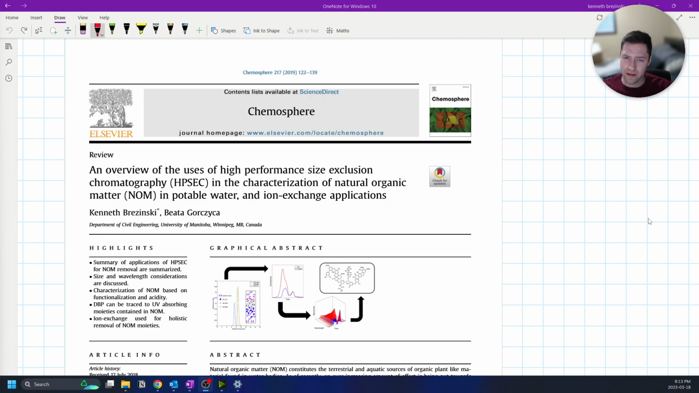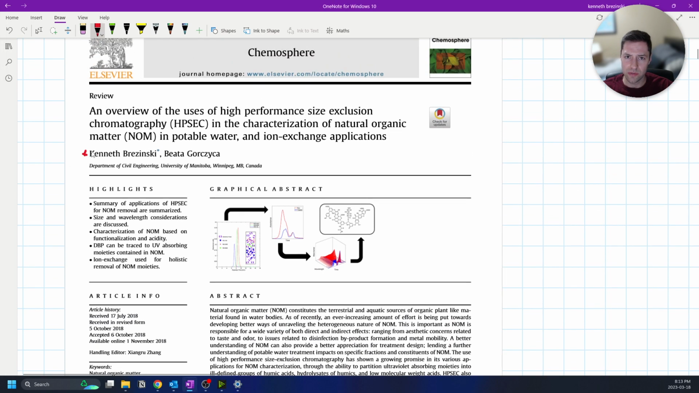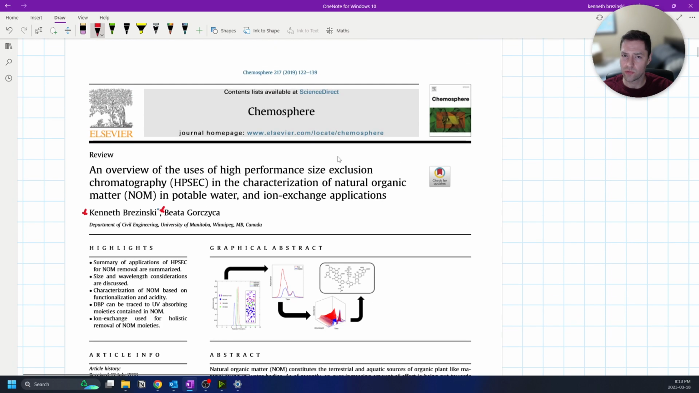All right, welcome back. Today we'll be going over a paper review related to the second of two papers related to my master's work. This one is an overview of the uses of high performance size exclusion chromatography in the characterization of natural organic matter in potable water, and we do some additional looking into ion exchange applications. This is work between me and my supervisor back in 2019.